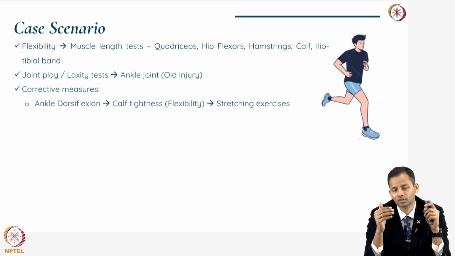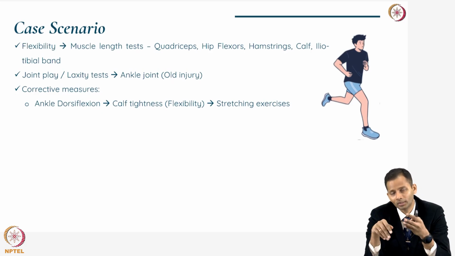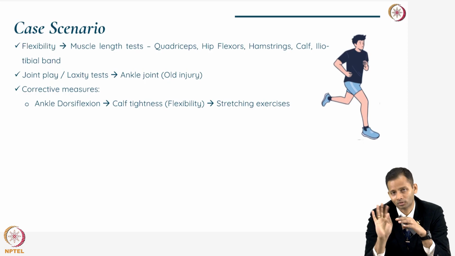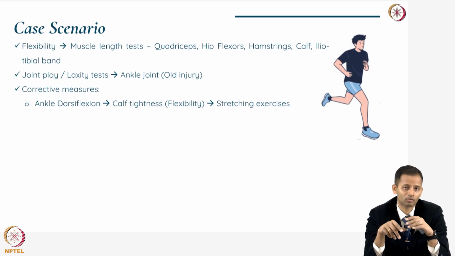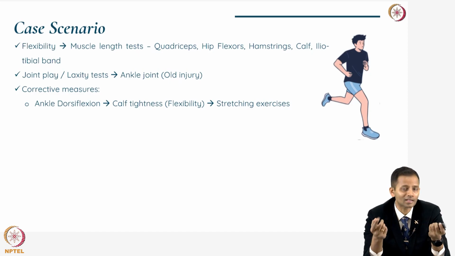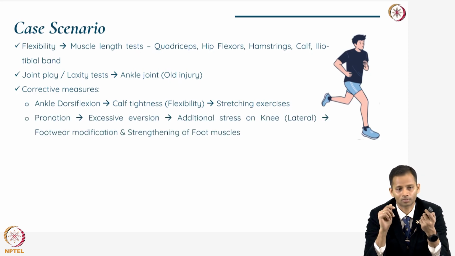If the individual has ankle dorsiflexion problems and there is restriction in ankle dorsiflexion compared to the other side, then probably in the injured ankle the calf muscle would have been tight, restricting the ankle from dorsiflexing. So if that calf tightness is assessed and found to be there, then you can go in for stretching exercises to relax the calf and slowly, over a period of time, lengthen the calf. Then gradually you will find an objective increase in ankle dorsiflexion.